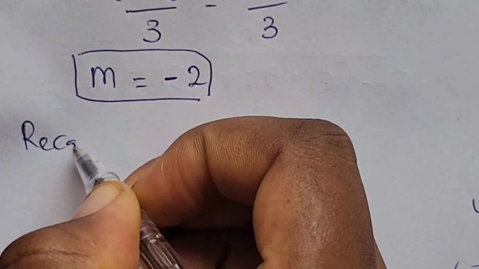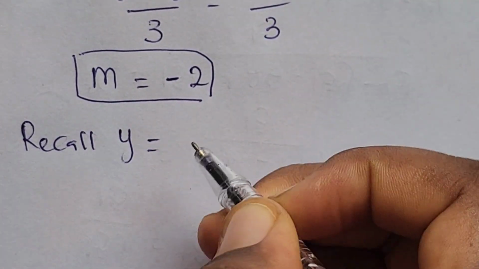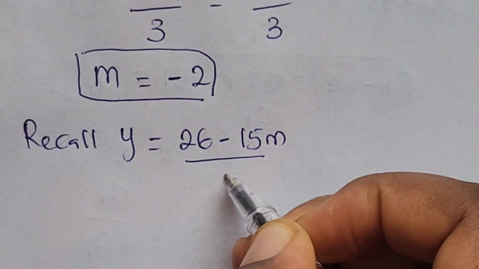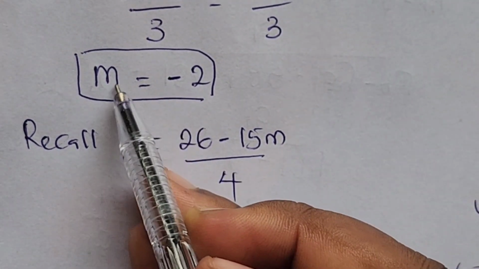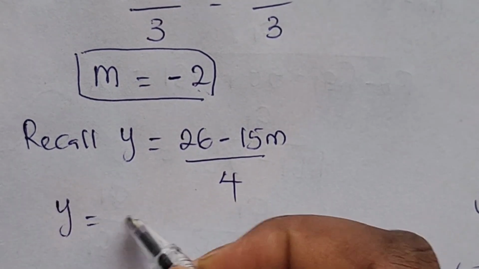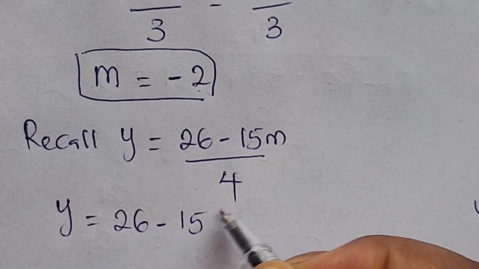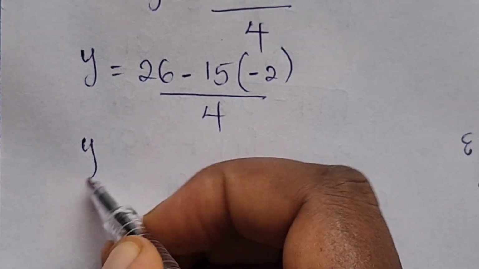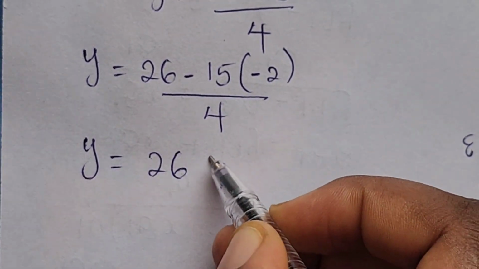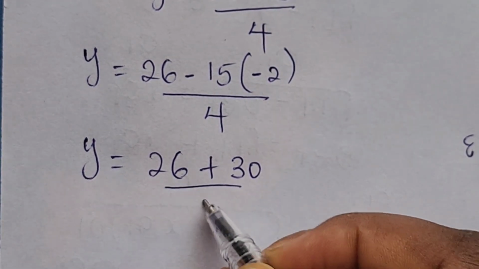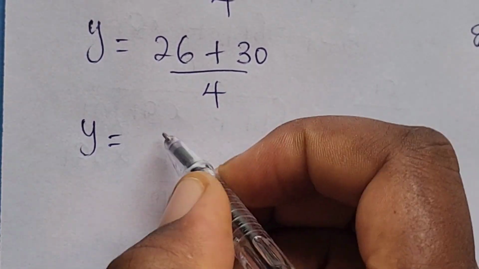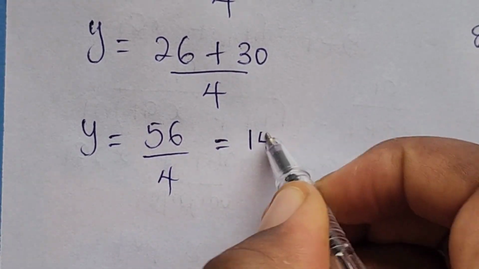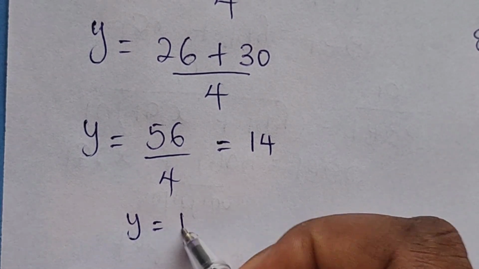So we've gotten the value of m. Now let's recall our y is equal to 26 minus 15m over 4. So when m is minus 2, we have that y is equal to 26 minus 15 times minus 2 all over 4. So y is equal to 26 plus 30 over 4. And y is equal to 56 over 4, which is equal to 14. So our y is equal to 14.